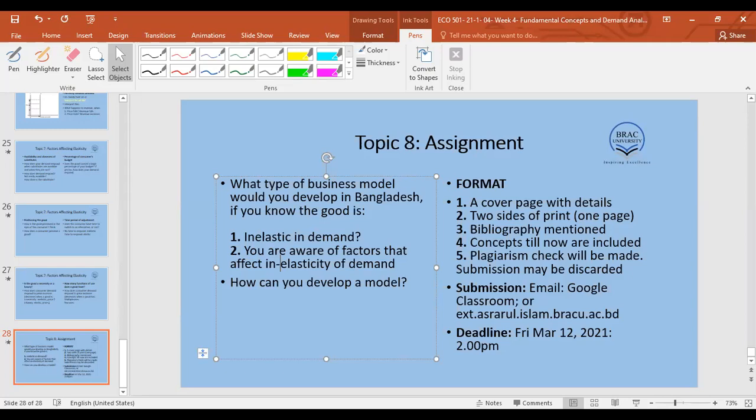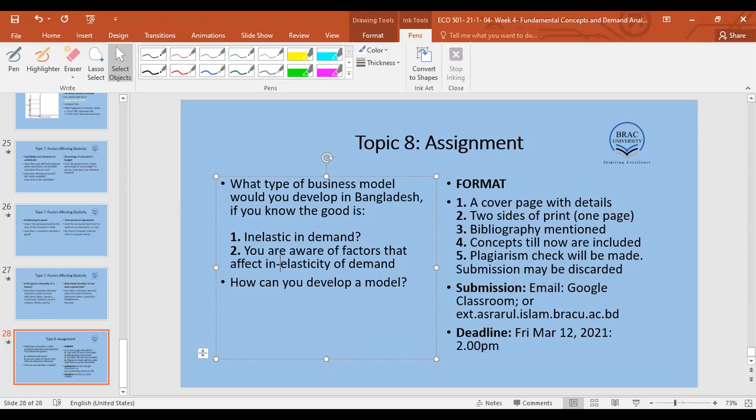Sir, it means the assignment should be just a summary for clear concept? The assignment is that you have to develop a business model about a good which is inelastic in demand. Correct. And how can I develop that model? Using the factors that affect the elasticity of demand. In today's class, we showed 6 factors. If you think that you can introduce another one that we haven't discussed, no problem.